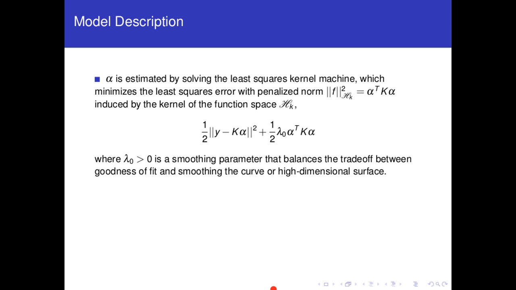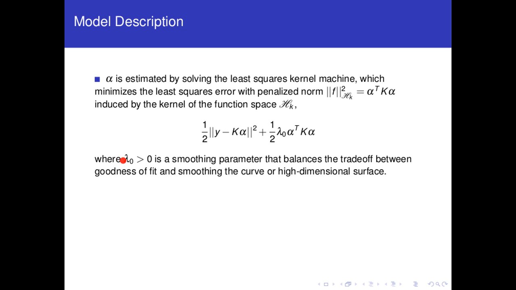So using this model framework, alpha is estimated by solving the least squares kernel machine, which minimizes this objective function. There is a penalty term here, lambda 0. This lambda 0 represents the smoothing parameter that balances the trade-off between goodness of fit and smoothing curve for the high-dimensional surface. So using this penalized objective function, we can estimate the unknown function f through the K function. But using this objective function, we cannot do variable selection yet. We can only estimate function f.